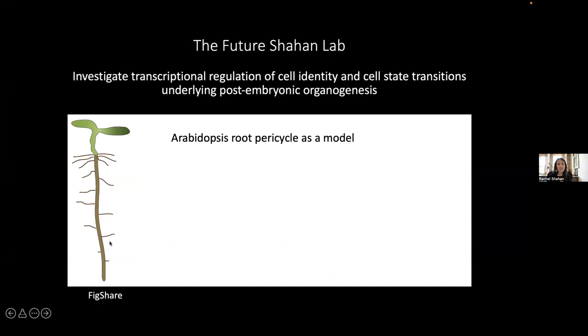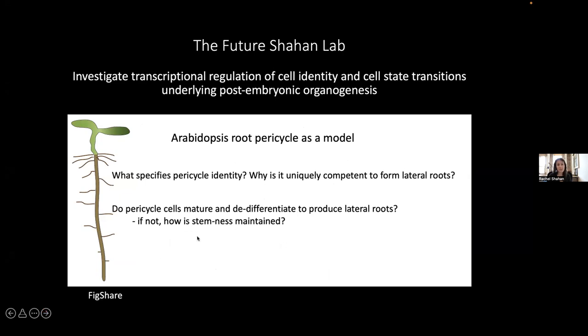So in conclusion, just to summarize, in the future, Shahan Lab will use the Arabidopsis root pericycle as a model. We'll have a three-pronged approach. We'll investigate what specifies pericycle identity: why is it uniquely competent to form these new lateral roots, new post-embryonic organs? Do pericycle cells mature and de-differentiate? If so, how do they do that, and how is that regulated transcriptionally? Or if not, how is a stem cell identity maintained even though it's surrounded in older parts of the root by differentiated cells? And lastly, how does the pericycle perceive environmental signals that affect final root system architecture?